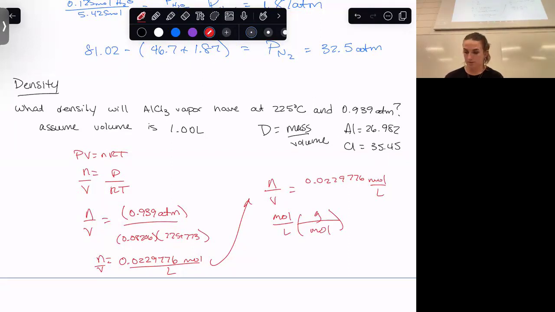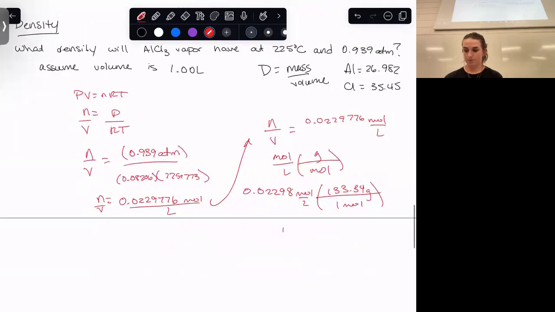Okay, so we need to take 0.02298 moles over liter. 1 mole is equal to 133, I believe, 133.34 grams-ish. So your density will be equal to 3.06 grams over liter. There you go.